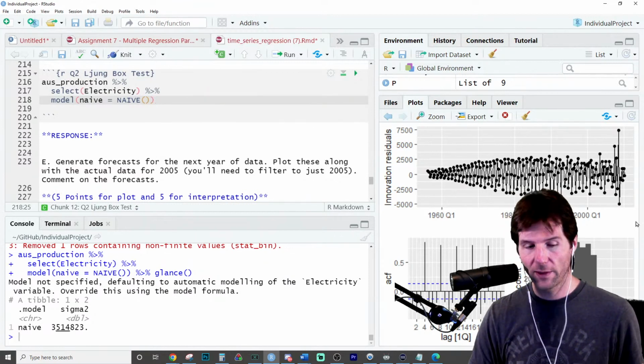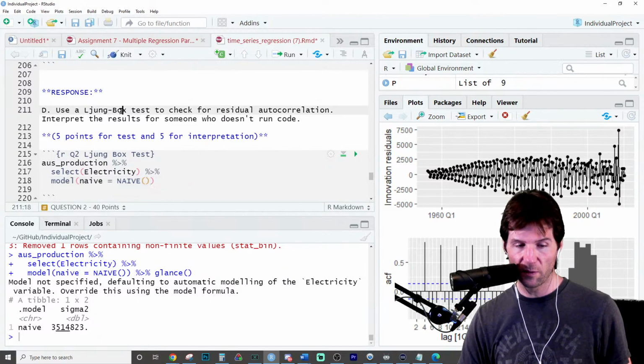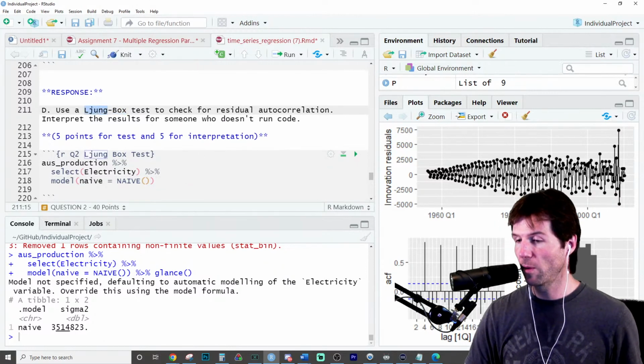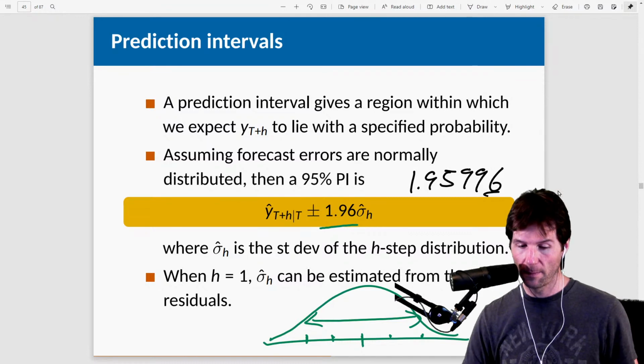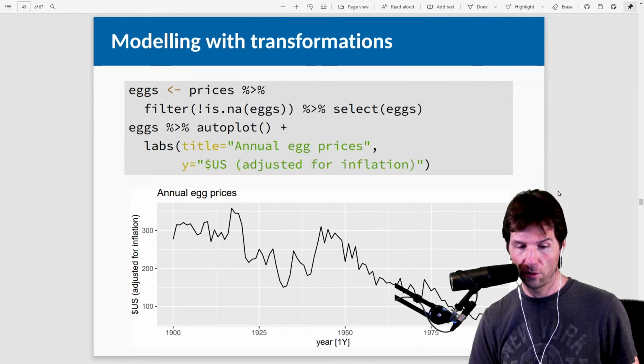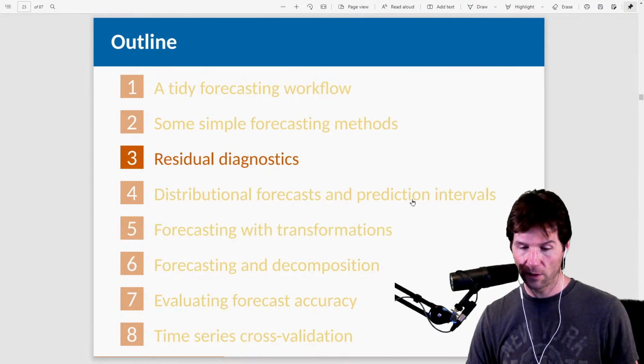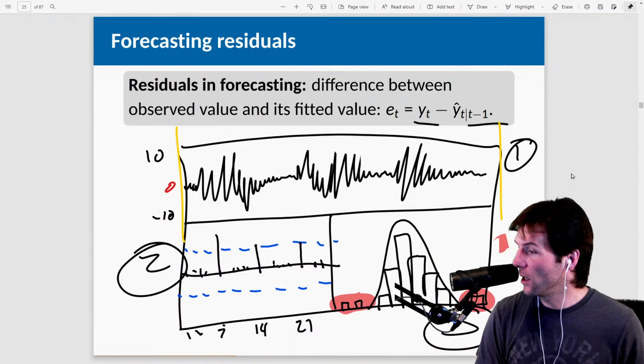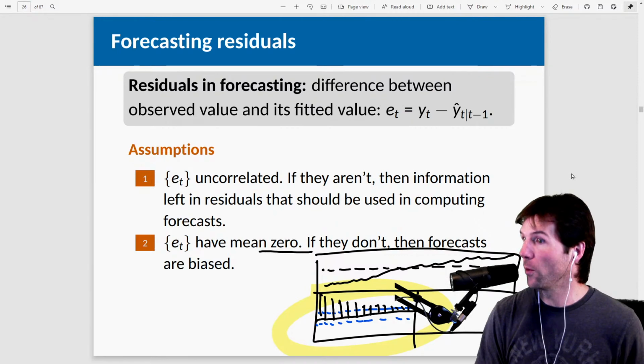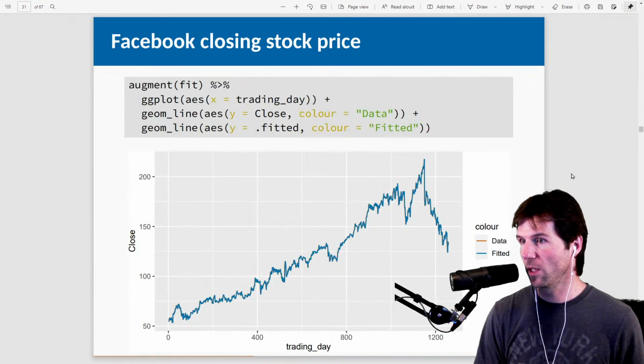Now this one, I always have to look up the code for the Ljung-Box. It's using the features. So let me go grab the code for it. Oh, we have it in the notes from today. Let's go over to it. Forecast, decomposition, evaluating, residual diagnostics. Based on the visual, would you fail to reject the null? No, we would reject. It's going to be a low p-value.